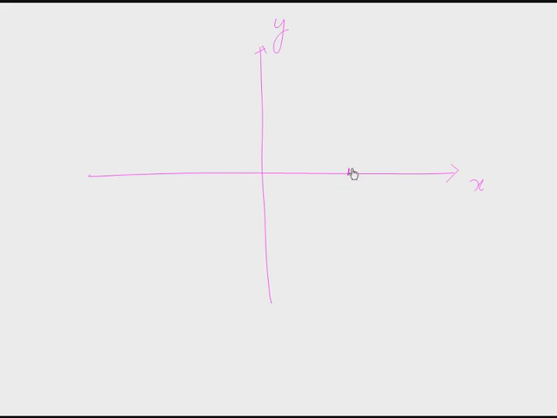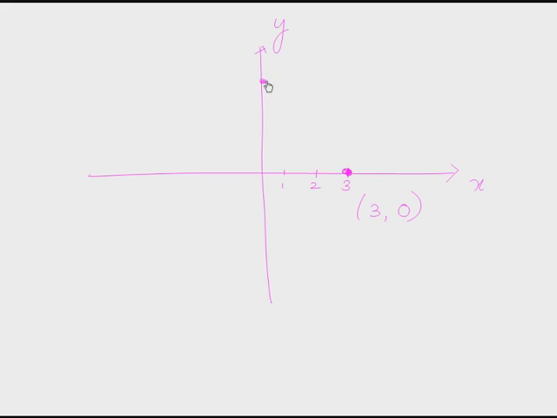How do I denote this point? Say it's 1, 2, 3. How do I denote this point? So to get to this point, I move 3 units horizontally. But I don't move vertically at all, so I move 0 units vertically. So this point is denoted by 3, 0 in its xy coordinates.